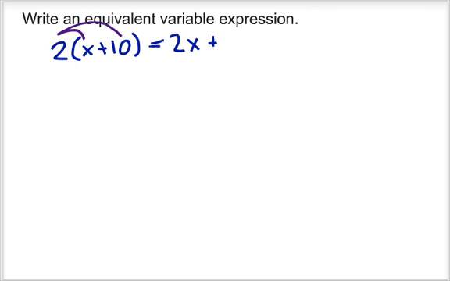Let's try some problems. We're going to try to write an equivalent variable expression using the distributive property. So let's try this first. I'm going to do 2 times the quantity x plus 10. I want to write an equivalent variable expression. So all I need to do is apply the distributive property to this expression here. So we're going to do 2 times x, which equals 2x. It's an addition problem, so I'm going to put plus. And then 2 times 10, which equals 20. So 2x plus 20 is the same thing as 2 times the quantity x plus 10.